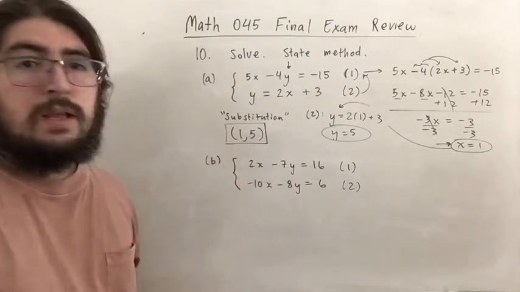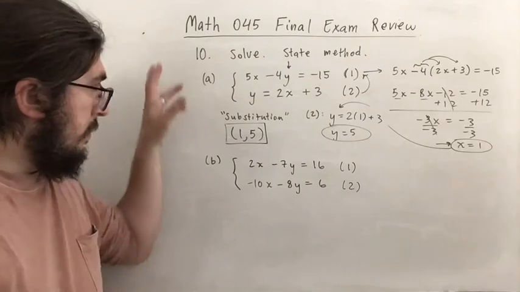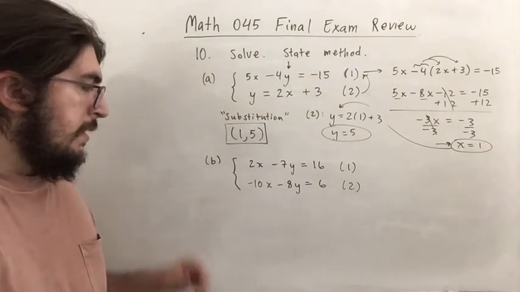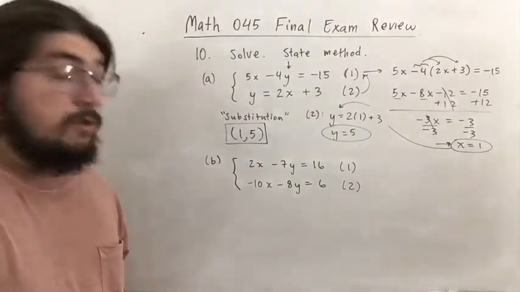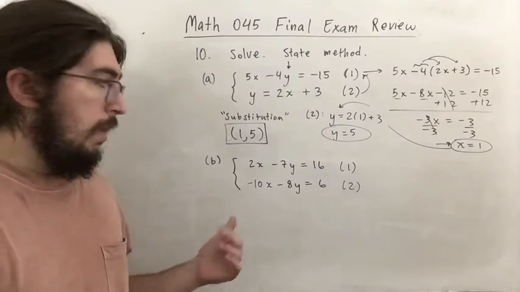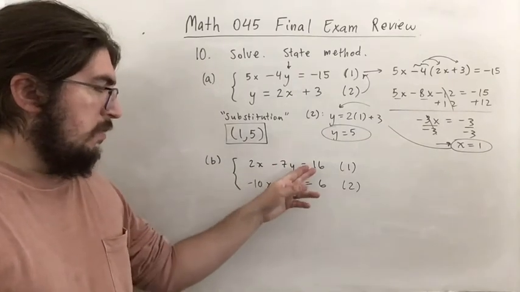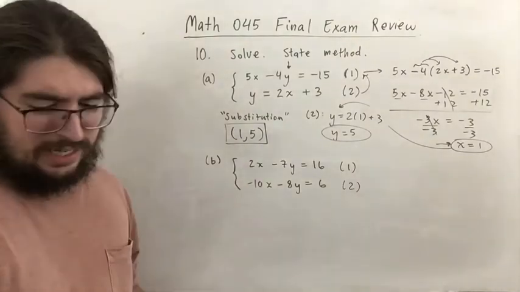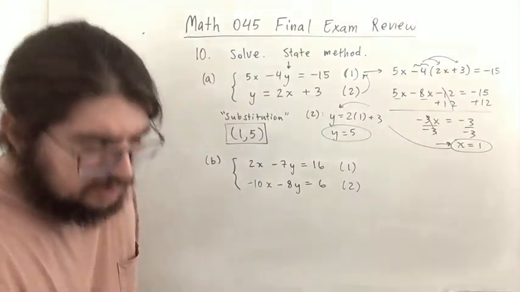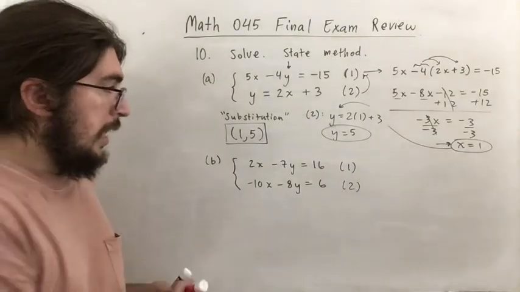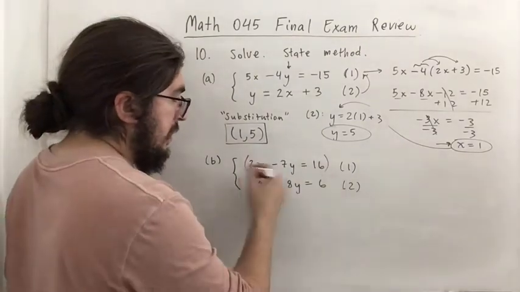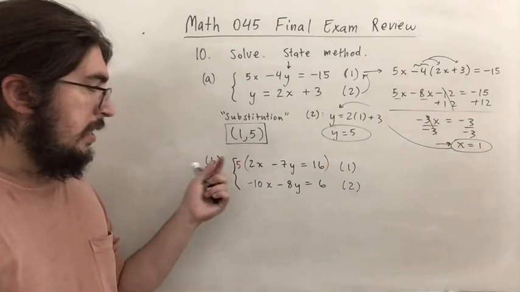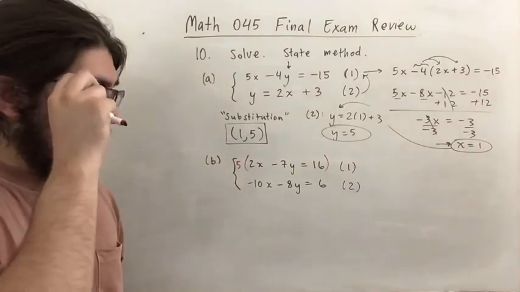Awesome. So now for number 10 part B, well, we don't have y by itself, and you could, if you wanted to, solve for x or y. For example, you can add 7y to the other side and divide by 2 to get x by itself, but you get fractions and it gets kind of messy. So in this case, what's better to do, I think, is actually multiply the top by 5, and you can see that the x's will cancel that way, so you get 10x minus 10x, and those cancel out.